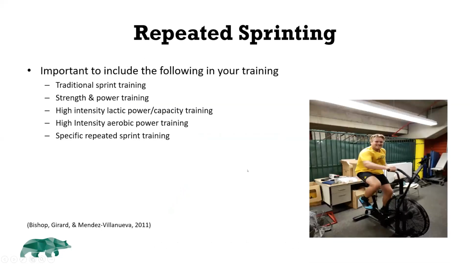So what we need to include in our training when we're trying to improve repeated sprint ability in athletes is going to include a number of different realms. So traditional sprint training, strength and power training, high intensity lactic power capacity training, and then high intensity aerobic power training, and then obviously specific repeated sprint training in terms of the sport.